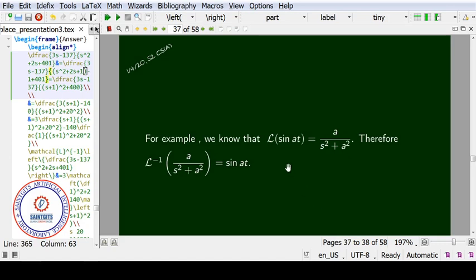For example, we consider this L of sin a t. L of sin a t is equal to a by s square plus a square. So when we take L to the right side, it becomes L inverse of a by s square plus a square equal to sin a t, like this.